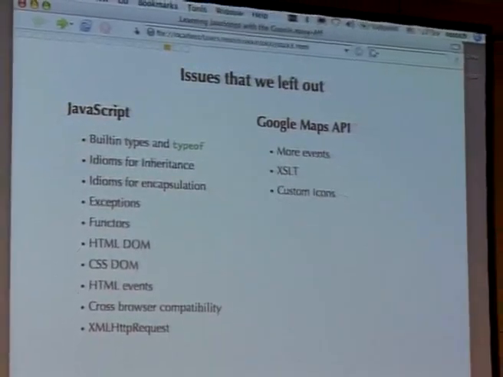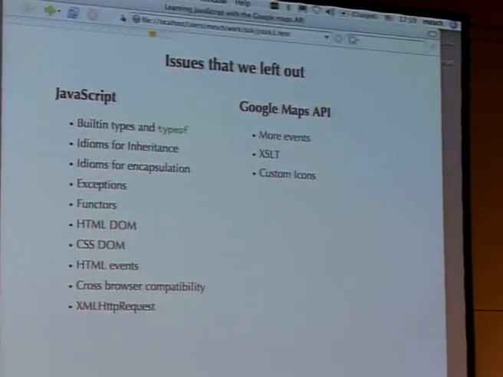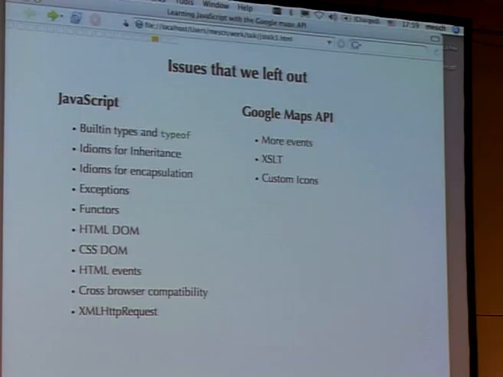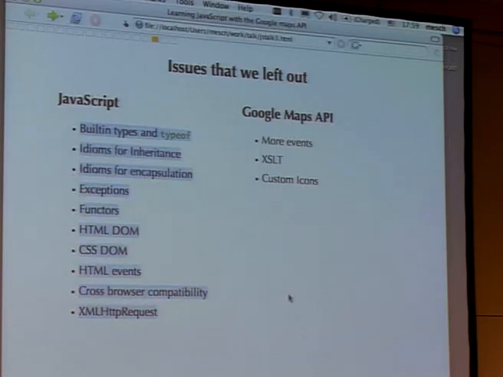Though I haven't gotten through all of the things I wanted to explain to you, there are even more things that I've left out, and I just mentioned them here briefly. For instance, I didn't speak about XSLT, which is also a possibility of putting HTML text on the map. Also I didn't talk about built-in types in JavaScript. So you have this typeof operator that does a few things for you. I also briefly mentioned exceptions.